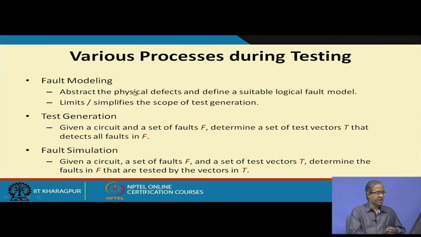Now, let us quickly look at what are the different processes of testing. Some of these we shall be discussing in our subsequent lectures. First, of course, we already mentioned fault modeling. Because the number of physical defects can be infinitely large, here we abstract the physical defects and define some logical fault model. By doing this, we can simplify or limit the scope of test generation, because now we can say that we want to test only faults that belong to this fault model. Okay, we have restricted ourselves.